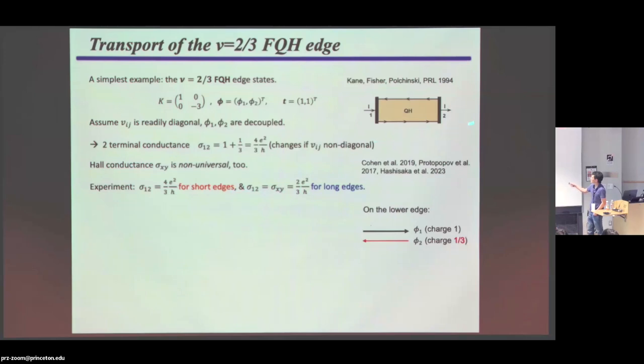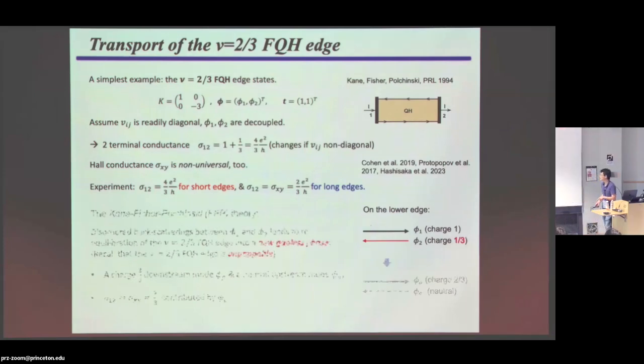But when the edge becomes long, eventually it becomes two-thirds e squared over h. And two-thirds e squared over h is what you expect from the naively quantized Hall conductance. As earlier we said, if the edge states are purely chiral, then sigma_12 and sigma_xy are actually equal to each other. Okay, so the Kane-Fisher-Polchinski paper is aimed to solve this puzzle.